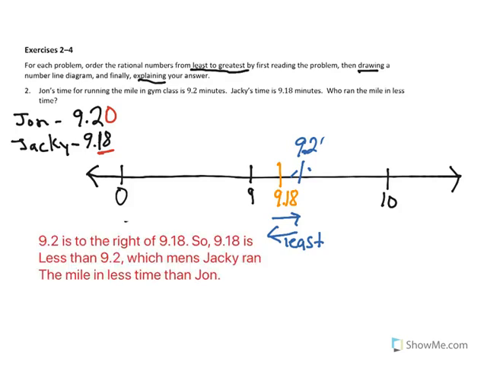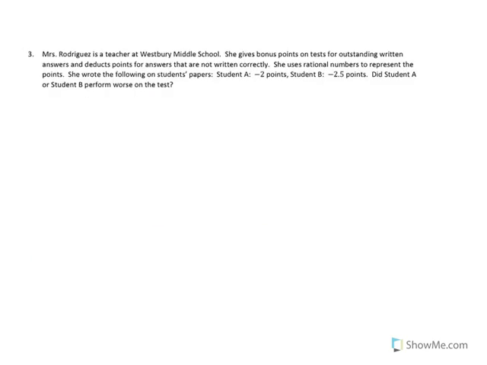So one way we can write this is, since 9.2 is to the right of 9.18, then 9.18 is less than 9.2. You can also say that 9.2 is greater than 9.18, but we were looking for the least because we need to know who had the least amount of time. That means Jackie ran the mile in less time than John. Now, we could have looked at this and said I can tell 9.18 is less than 9.20, but I want you to think about the left and right portion of this. All right, let's move on.